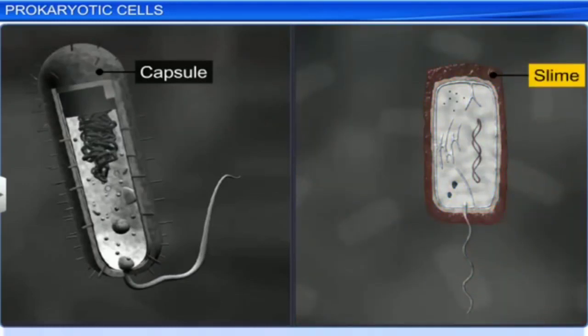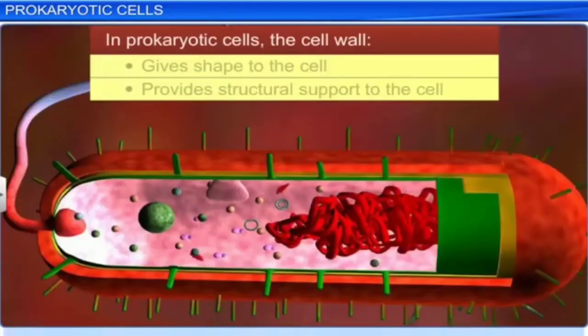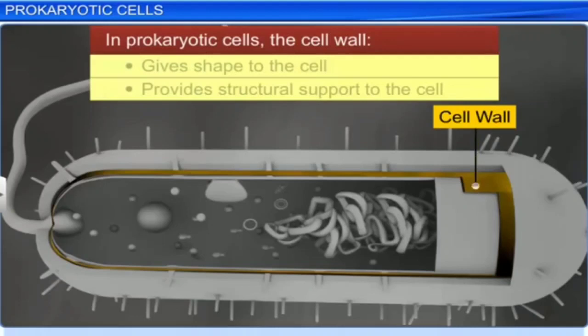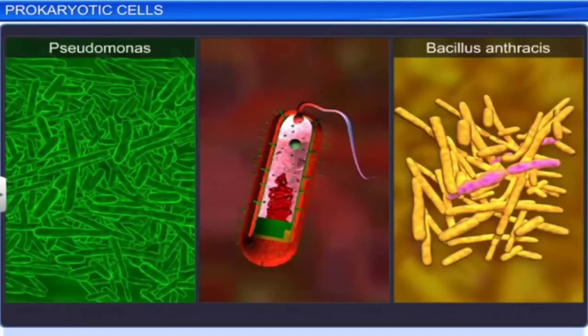The glycocalyx is followed by a cell wall, which determines the shape of the cell and provides structural support, thereby preventing the cell from collapsing or bursting. Interestingly, the cell wall structure differs in different prokaryotes.